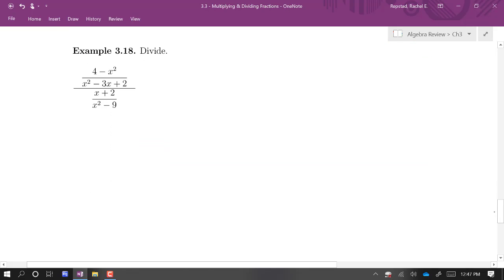All right, let's do another one. To do this division, again, the first thing I'm going to do is just turn it into a multiplication problem. 4 minus x squared over x squared minus 3x plus 2. And then now I'm going to multiply by x squared minus 9 over x plus 2. Now I'll factor everything.